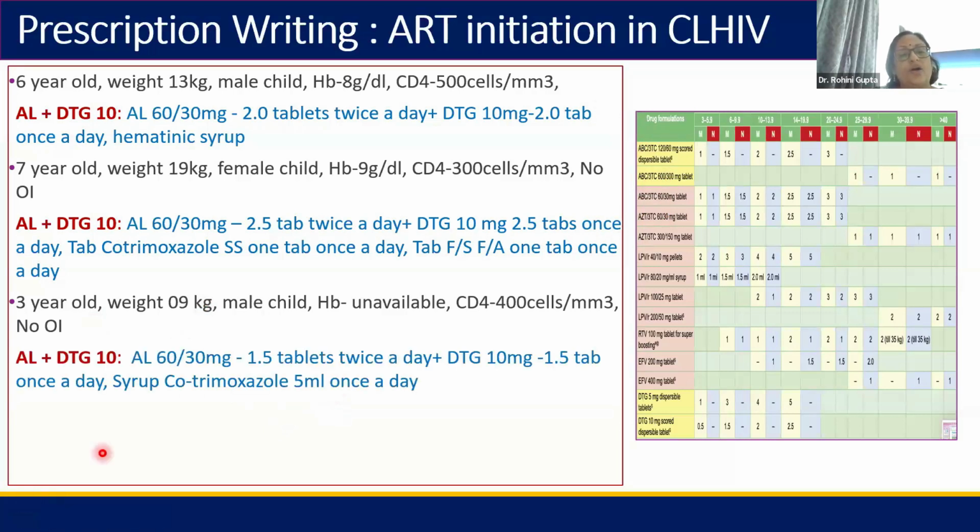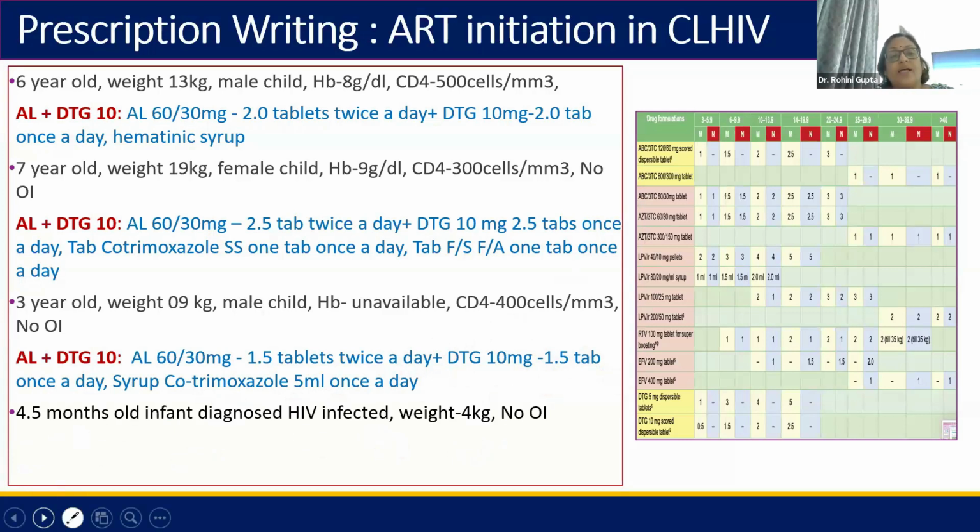So in a 3-year-old child with 9 kg weight, we will give AL 60-30, 1.5 tablet twice a day, DTG 10, 1.5 tablet once a day, cotrimoxazole syrup 5 ml once a day. All children less than 5 years of age have to be given cotrimoxazole syrup up to the age of 5 years.